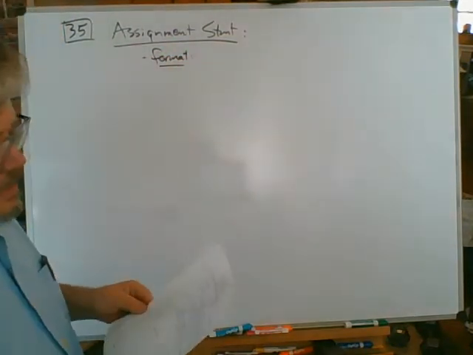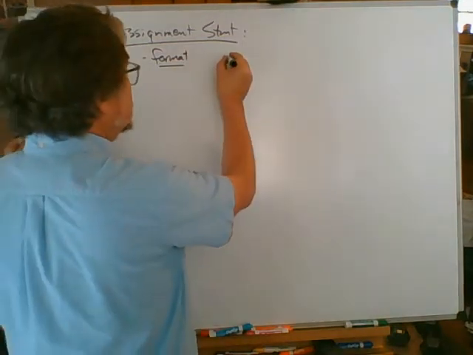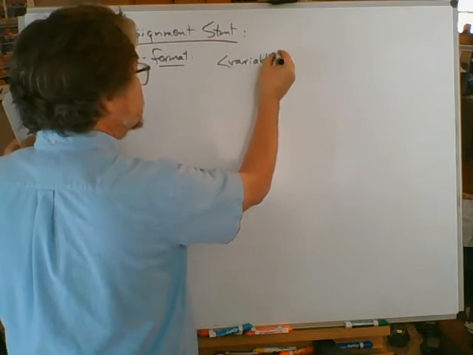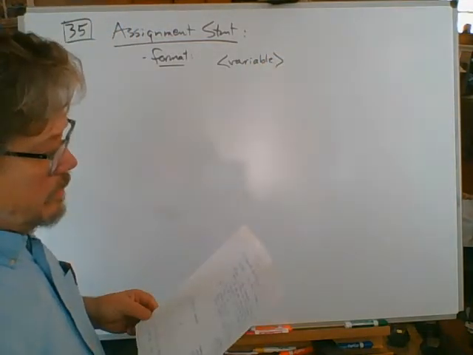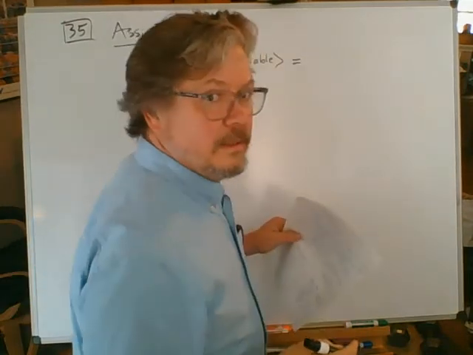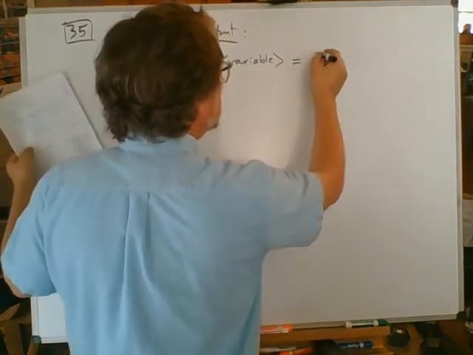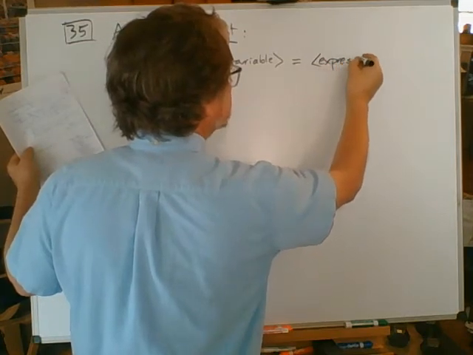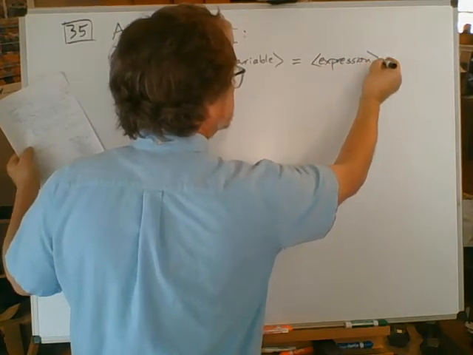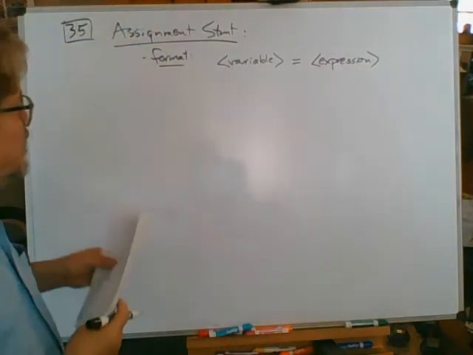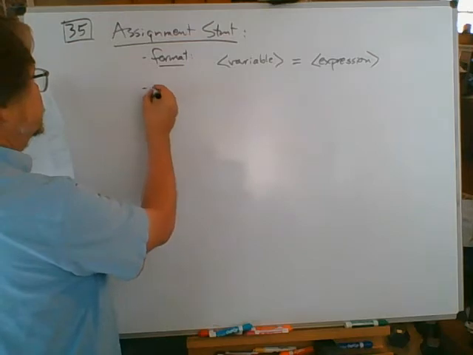The pattern that it has to fit: a variable, and I'll put that in pointy brackets. It's not literally the word variable itself. That means you've got to fill in that blank with a variable. A single equal sign, and on the other side, another pointy brackets thing, expression. Variable equals expression.